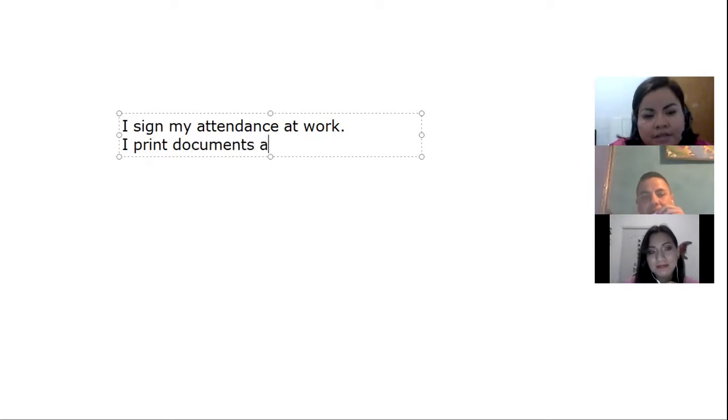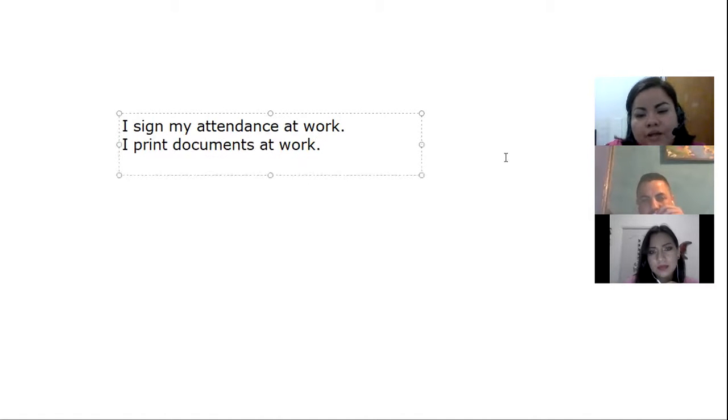I print documents at work. At work, okay. Print significa imprimir. I print documents at work. Okay. Then we have the next one.